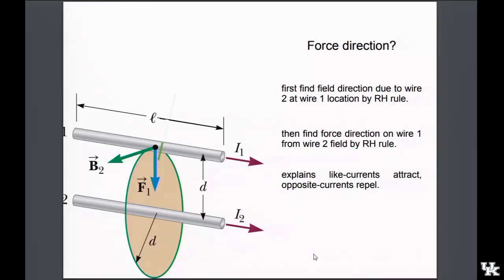So wire 1 is being attracted. We've just discovered this. A huge discovery when this happened. We were just a bit late. Huge discovery. Wire 1 is being attracted to wire number 2. And if we did the same thing, if we figured out the field of wire number 1, the upper one, at the location of wire number 2, and then the force on wire number 2 due to that field, we discovered that wire number 2 is also being attracted. So these two wires are being attracted to one another. They're being pulled to one another. And that's a basic feature. Parallel current-carrying wires attract each other.